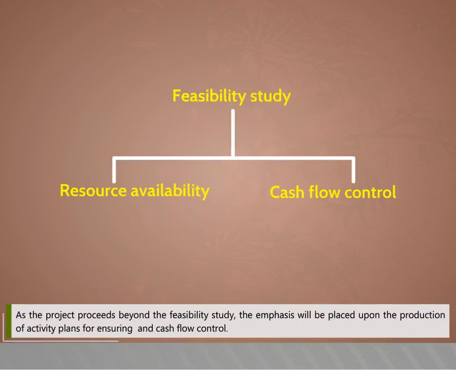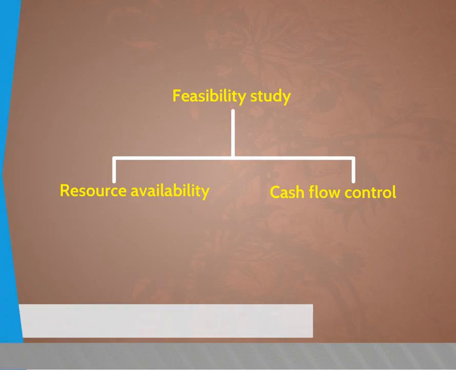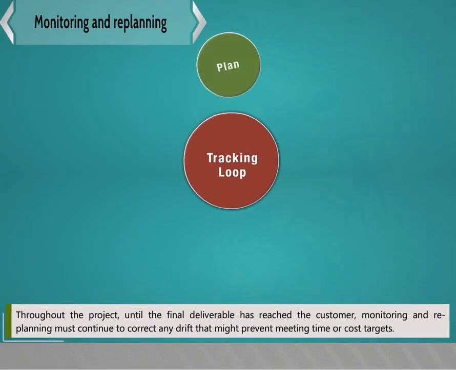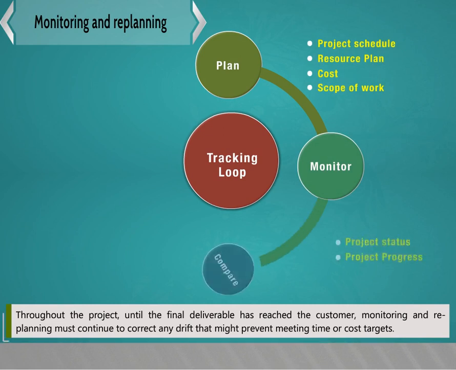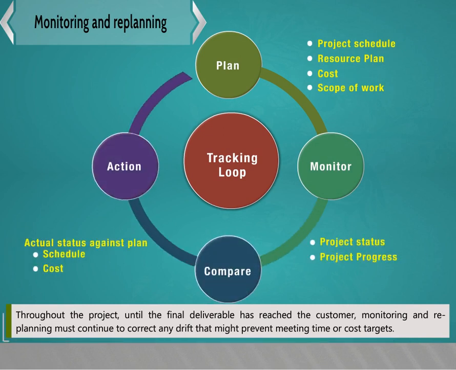As the project proceeds beyond the feasibility study, the emphasis will be placed upon the production of activity plans for ensuring resource availability and cash flow control. Throughout the project, until the final deliverable has reached the customer, monitoring and replanning must continue to correct any drift that might prevent meeting time or cost targets.